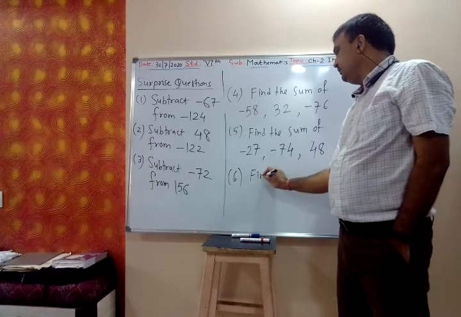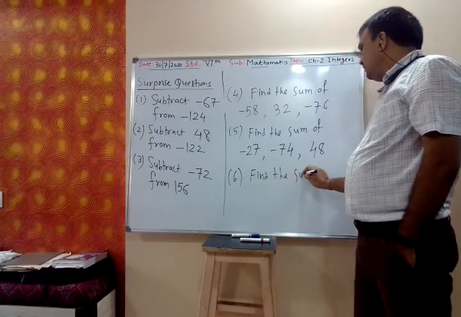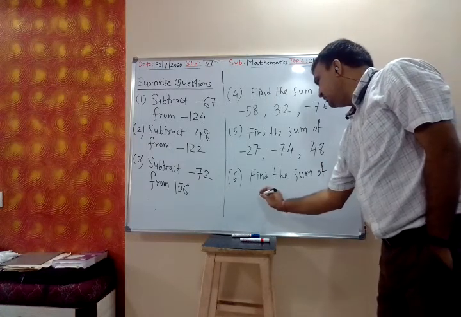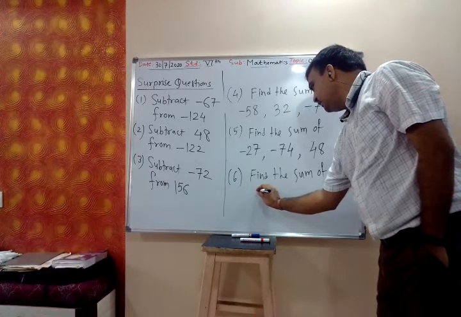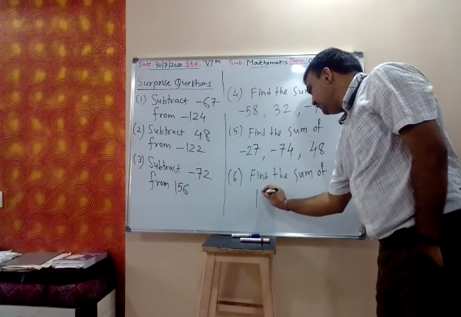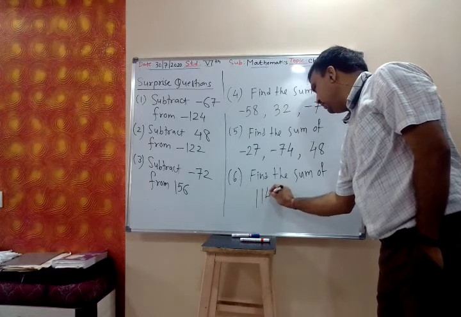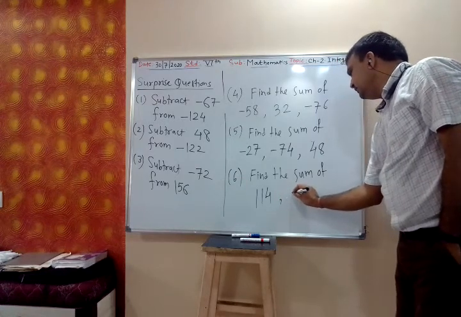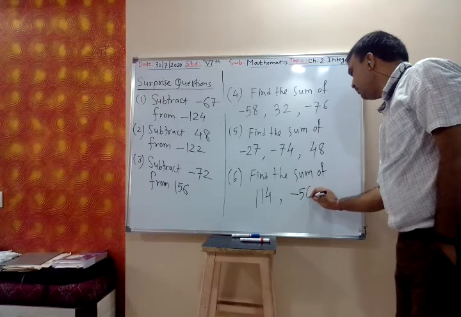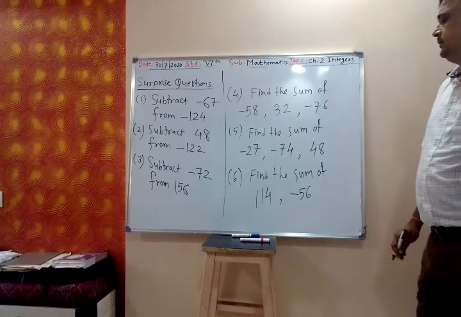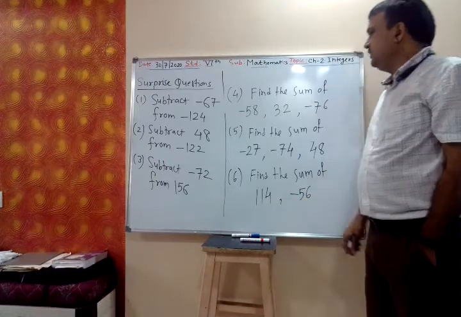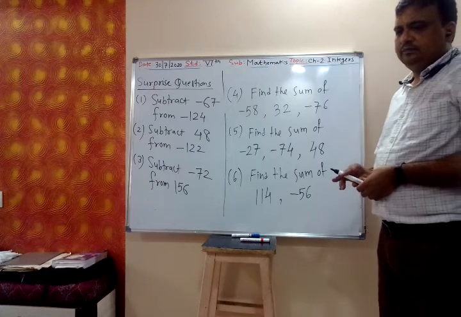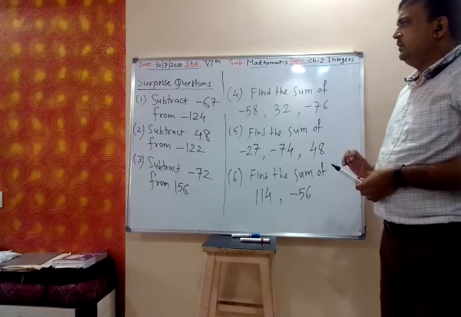Find the sum of means you have to add the numbers. Find the sum of 114, comma, minus 56. Find the sum of these two numbers. So the sixth problem I am giving. These are this much only.